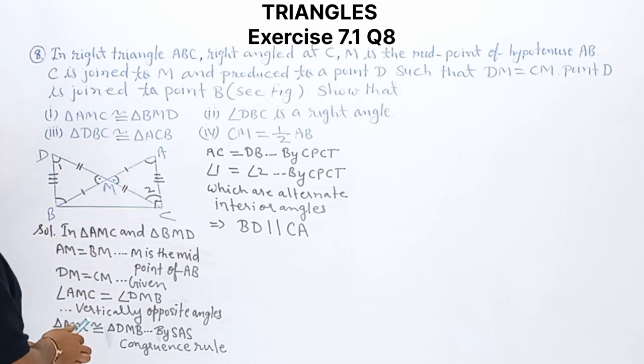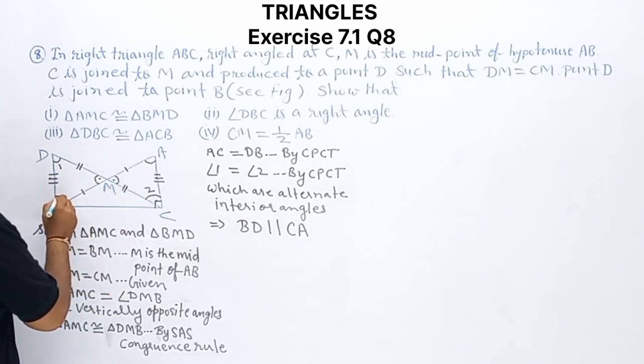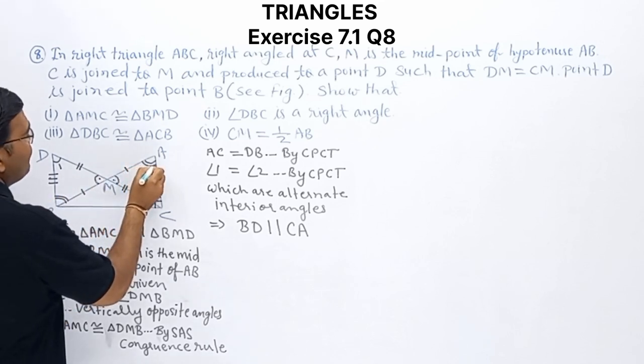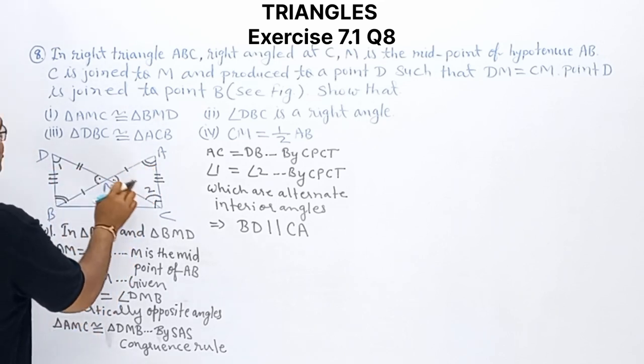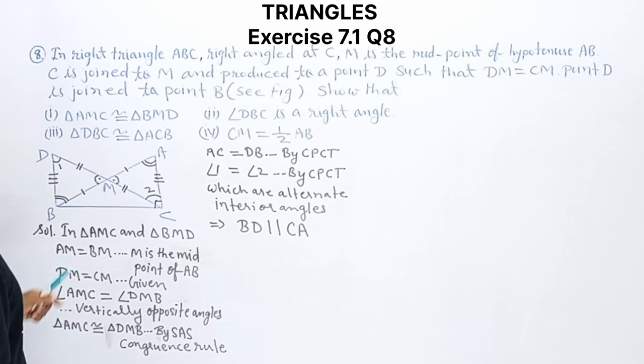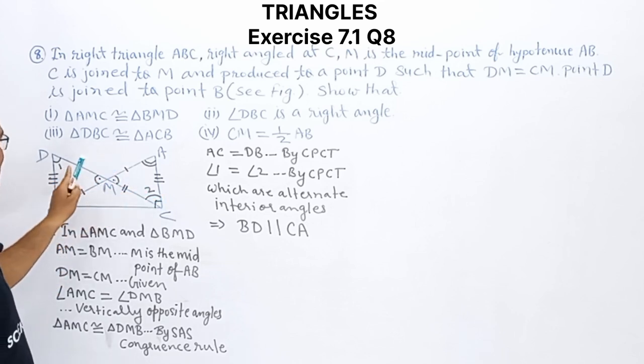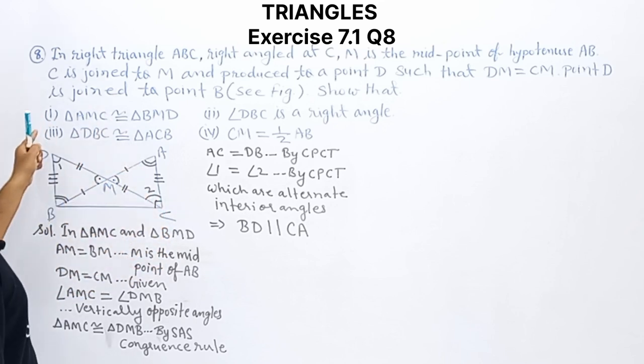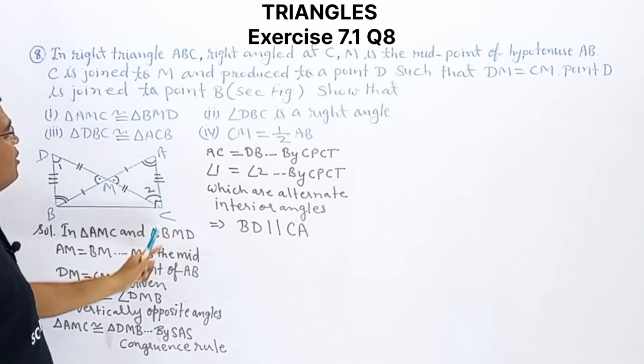And this angle will be equal to this one. Why? Equal by CPCT. Clear? So we can say this angle is equal to this one, and these are alternate angles. So this side BD will be parallel to AC.